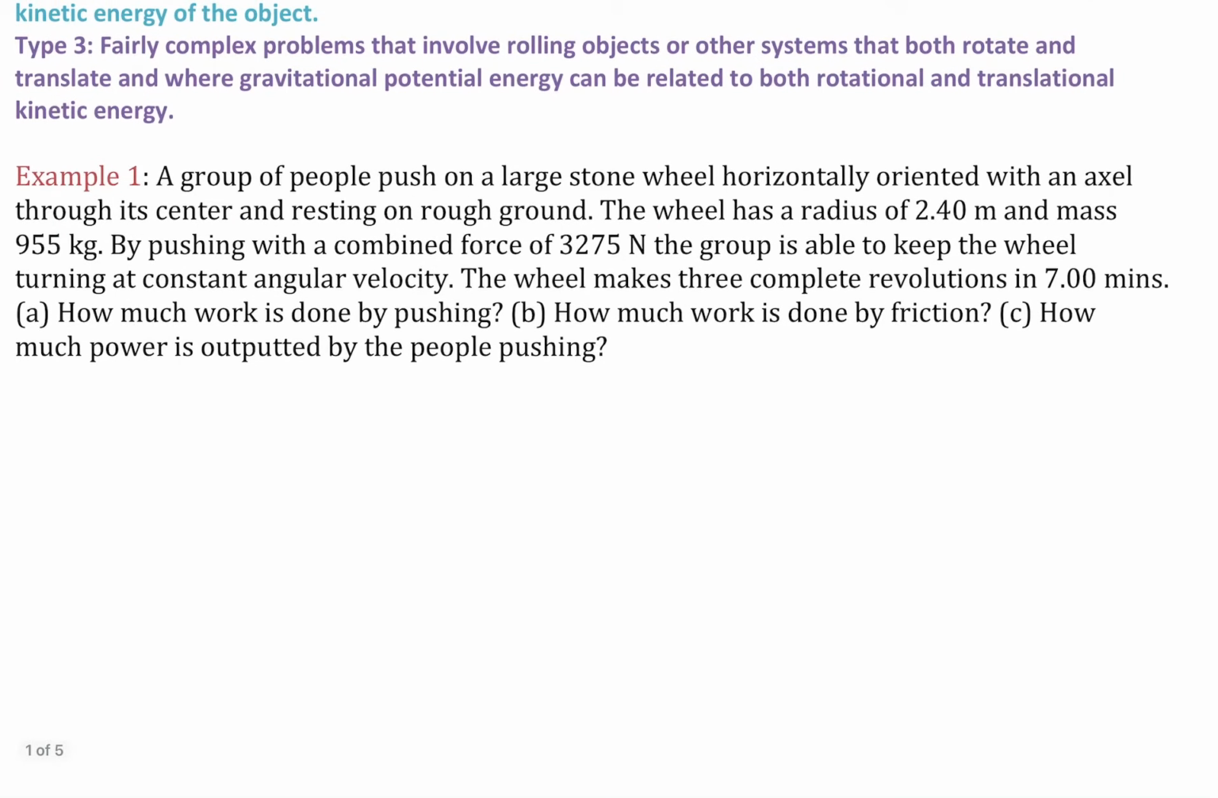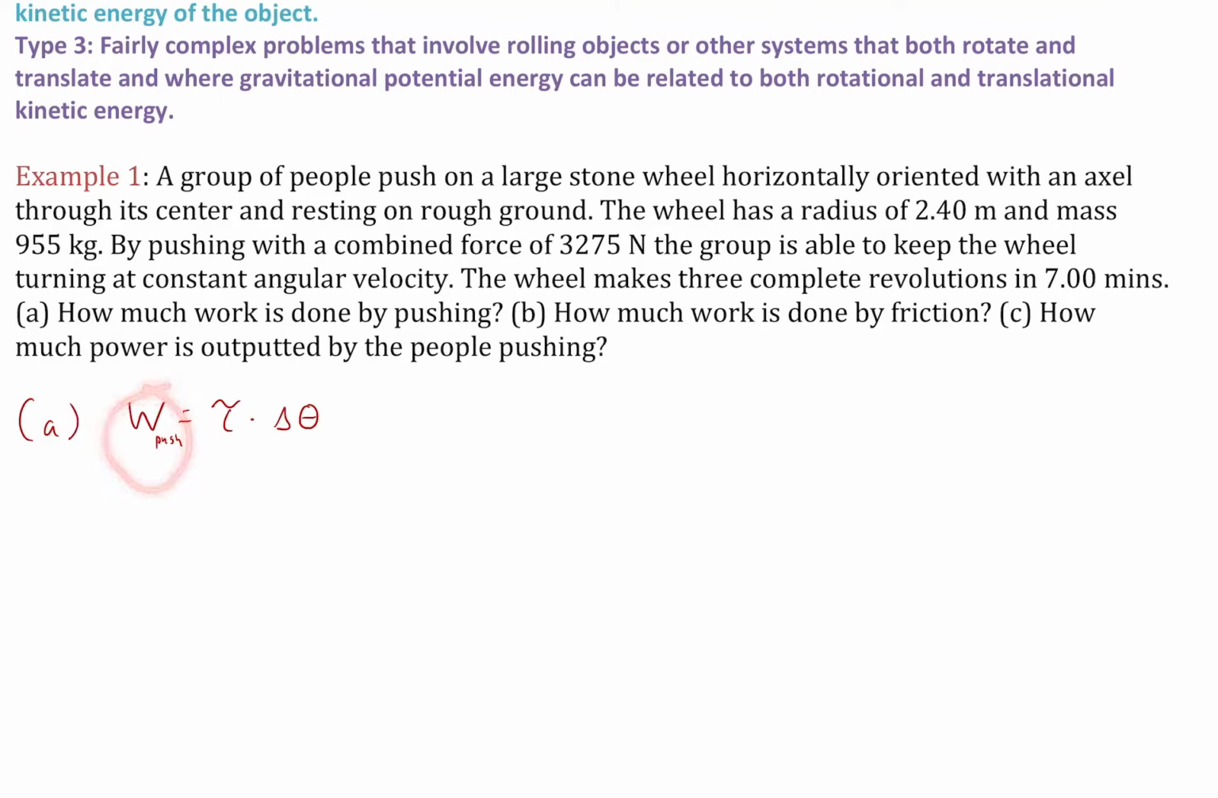Okay, so let's do example 1. A group of people push on a large stone wheel, horizontally oriented with an axle through its center and resting on rough ground. The wheel has a radius of 2.5 meters and a mass of 955 kilograms. By pushing with a combined force of 3,275 newtons, the group is able to keep the wheel turning at constant angular velocity, and the wheel makes 3 complete revolutions in 7 minutes. Think of this as some giant grinding wheel from ancient times, and a big team of people are pushing it around.